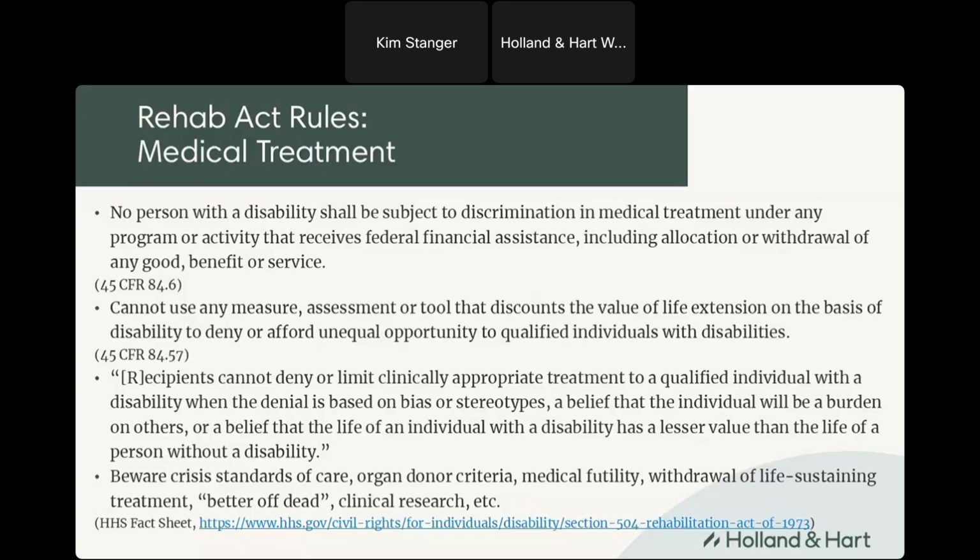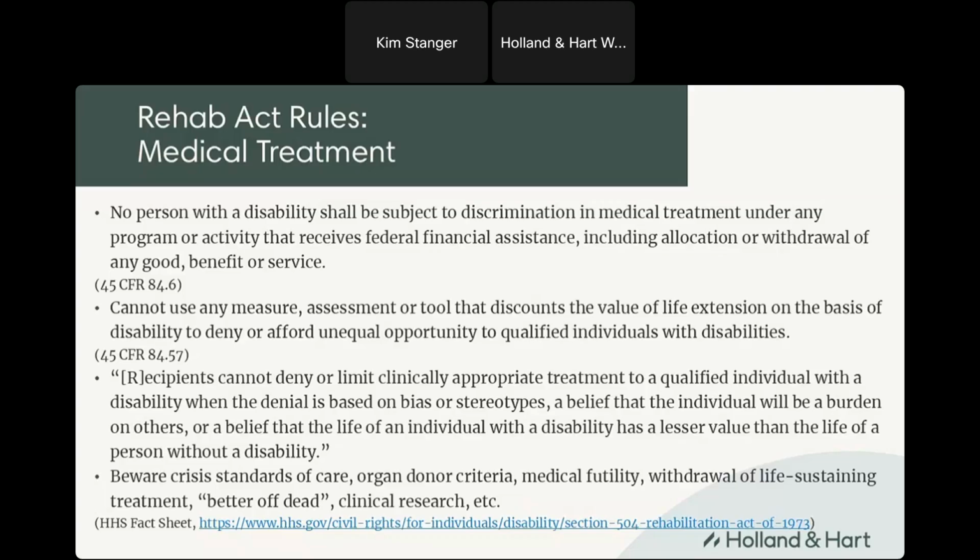So, under the new rules, no person with a disability shall be subject to discrimination in medical treatment under any program or activity that receives federal financial assistance, including allocation or withdrawal of any good, benefit, or service. You cannot use any measure or assessment tool that discounts the value of life extension on the basis of disability to deny or afford unequal opportunity to qualified individuals with disabilities.